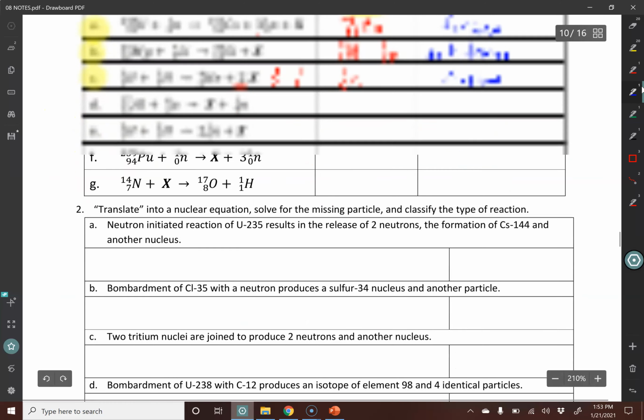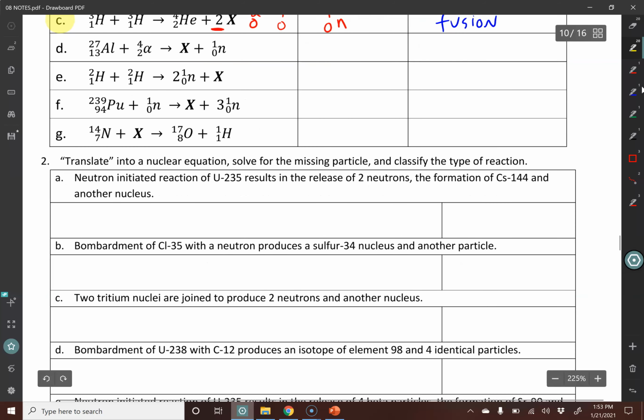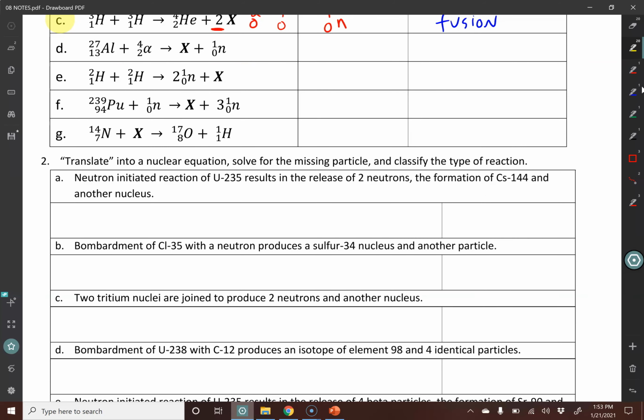Okay, let's wrap up with doing a translation. So in my opinion, this is about as hard as I can make it. I'm going to give you a sentence in just plain old English, and I'm going to ask you to write a balanced nuclear equation and classify the type of reaction that is occurring. Let's take a look at question 2b. All right, so we're told the bombardment of chlorine-35 with a neutron produces a sulfur-34 nucleus and another particle. Okay, so we're bombarding chlorine-35 with a neutron.